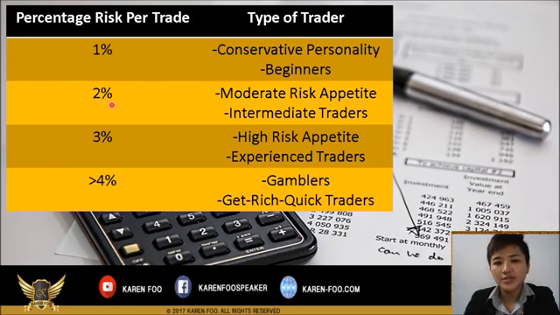For 2% risk, you can use it if you have a moderate risk appetite. Your level is more intermediate. For 3%, you can use it if you have a high risk appetite and if you are a very experienced trader. Okay, so never use more than 4% because these are for traders who are looking to get rich quick and for people who want to gamble the market and take excessive risk.